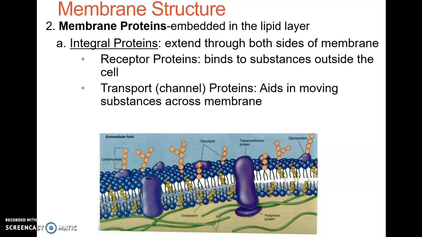So, a couple notes on the proteins and we'll be good. So, membrane proteins are embedded in that lipid layer. So, any protein embedded in that phospholipid layer, this outer layer of the cell, they're called membrane proteins. That's kind of an overarching name for them. So, integral proteins extend through both sides of the membrane. These allow for that active transport. So there'll be an opening on either end. Transport channel proteins aid in moving substances across the membrane.